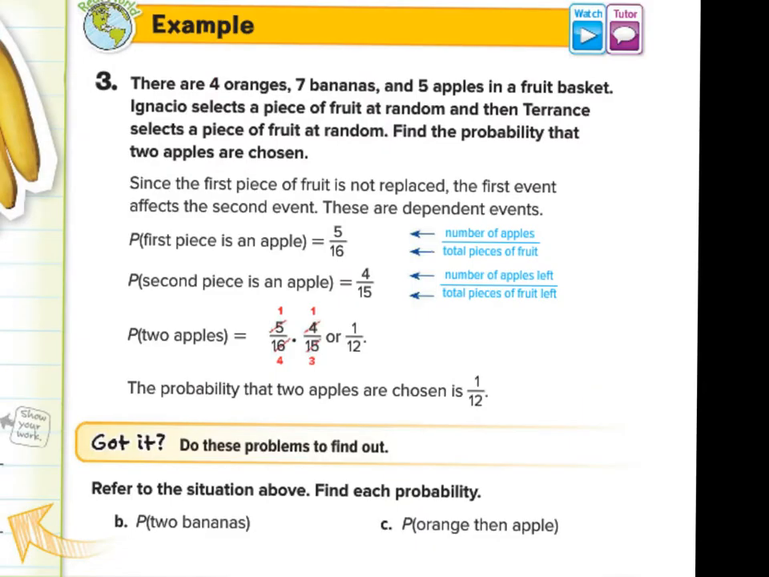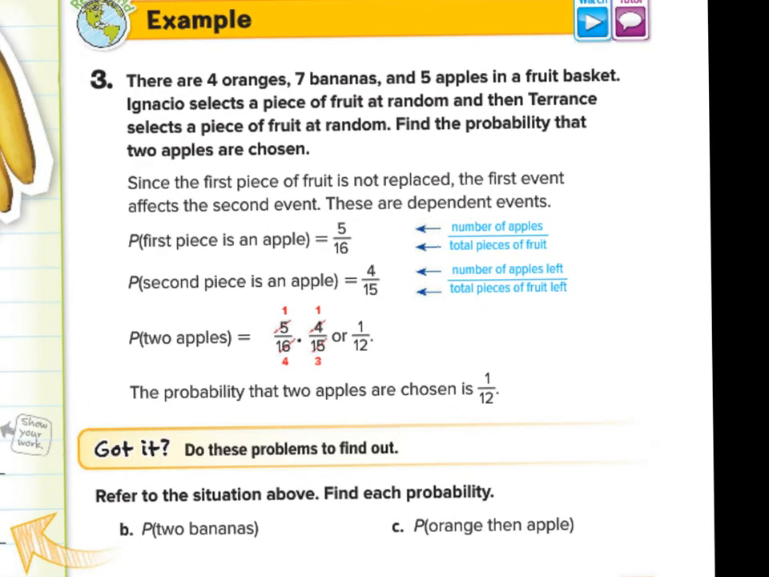Okay, and finally we have example 3, our last example for this video. There are 4 oranges, 7 bananas, and 5 apples in a fruit basket. Ignacio selects a piece of fruit at random, and then Terence selects a piece of fruit at random. Find the probability that 2 apples are chosen. Okay, so 2 apples. Since the first piece of fruit is not replaced, the first event affects the second event. So these are dependent events.